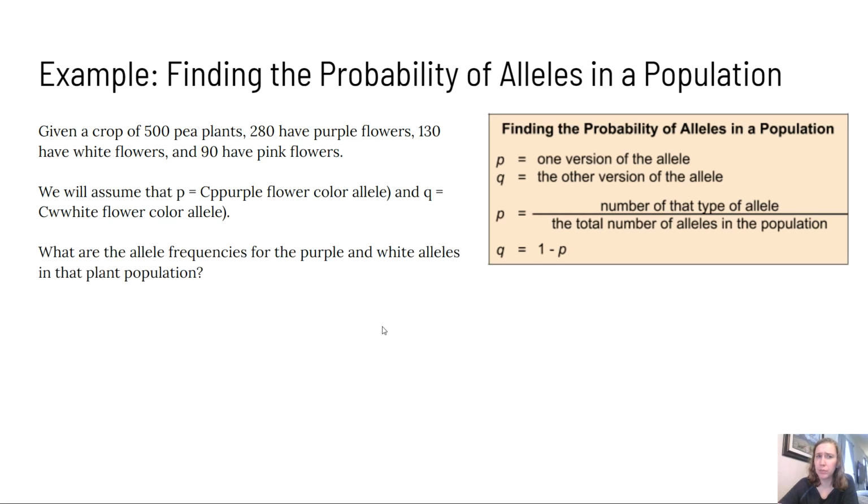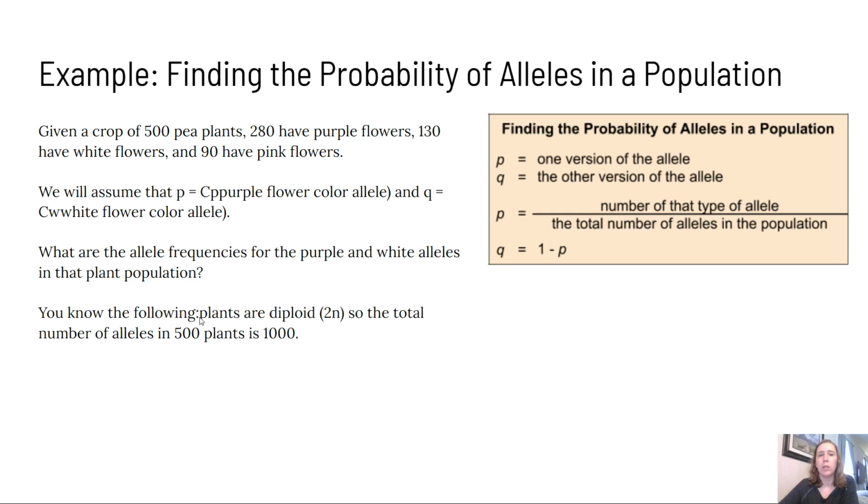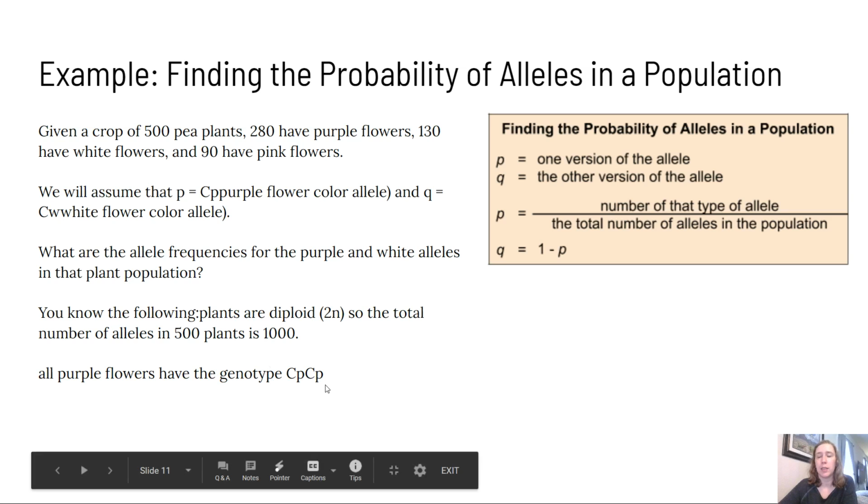Okay, so we're going to assume that P equals CP, or purple flower color allele, and Q is CW, white flower color allele. What are the allele frequencies for the purple and white alleles in that population? We know the following. Plants are diploid, 2n, so the total number of alleles in 500 plants is 1,000, 500 by 2. All purple flowers have the genotype CPCP. All white flowers have the genotype CWCW.